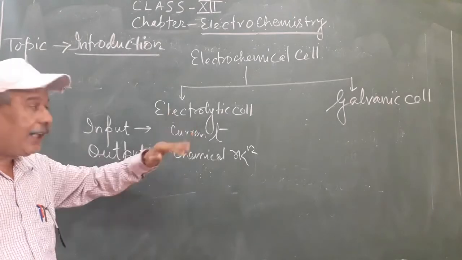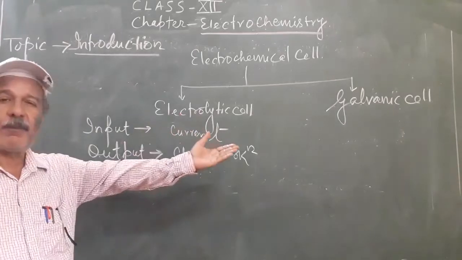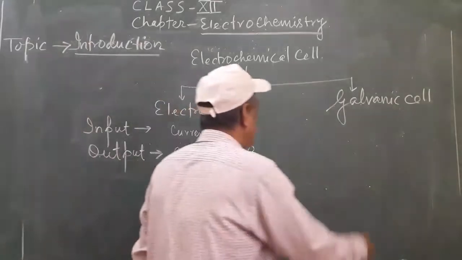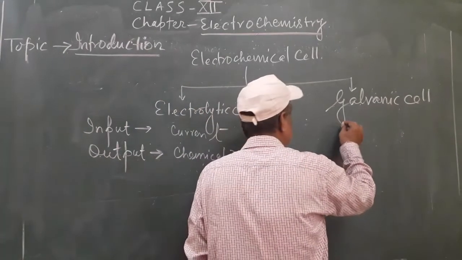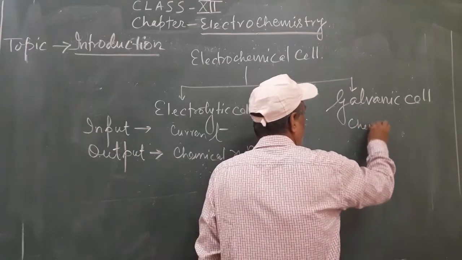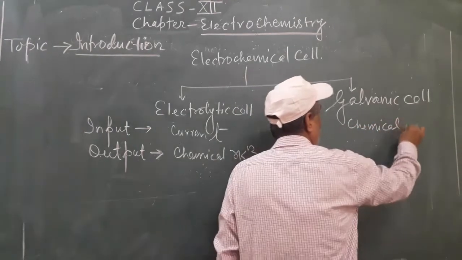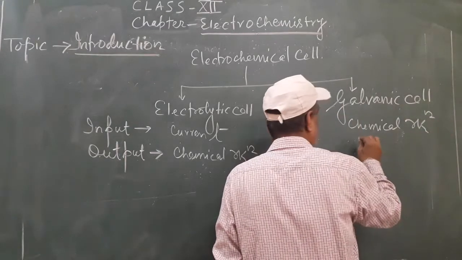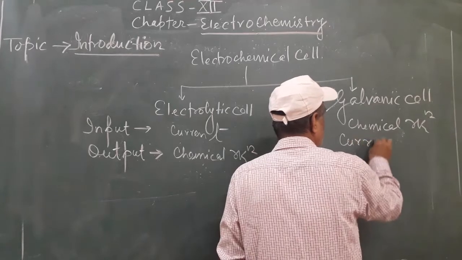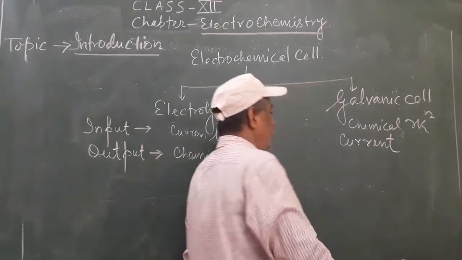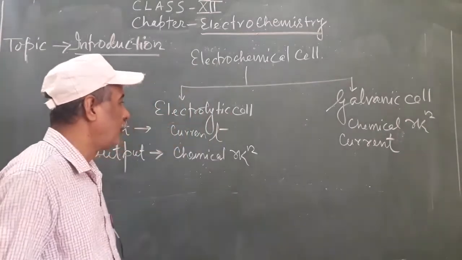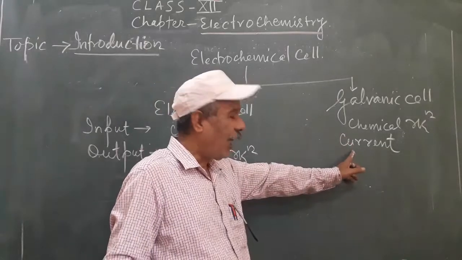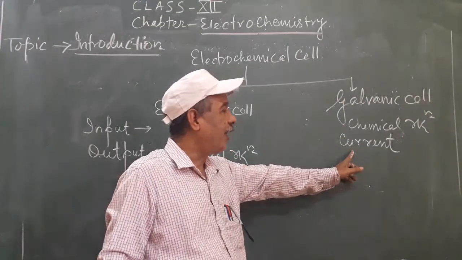and that electrochemical cell is known as electrolytic cell. And apart from these, there is some other type which is known as galvanic cell, in which what happens, input is chemical reaction and output is current.